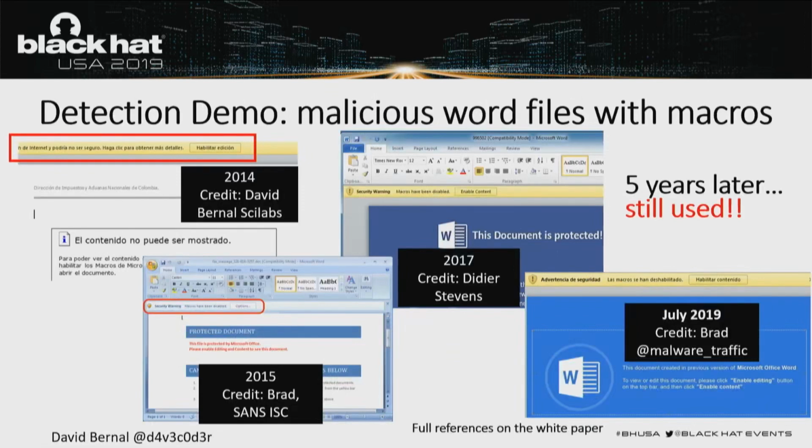So to demonstrate this capability, I decided to focus on a very prevalent threat attack vector that is basically Microsoft Word documents with malicious code. And as you can see, this threat attack vector has been used for years, since at least 2014. And the latest example that I found was from last month, right? So I think it's still going to be used a lot. That is why I decided to create a YARA rule to detect this kind of files.